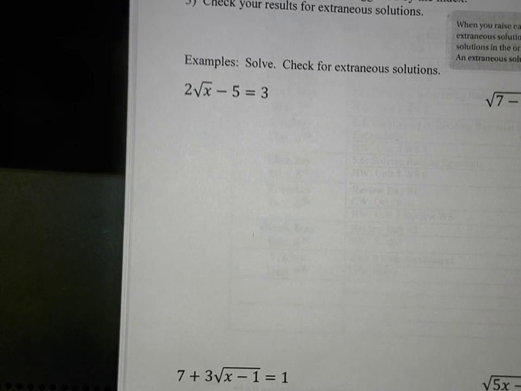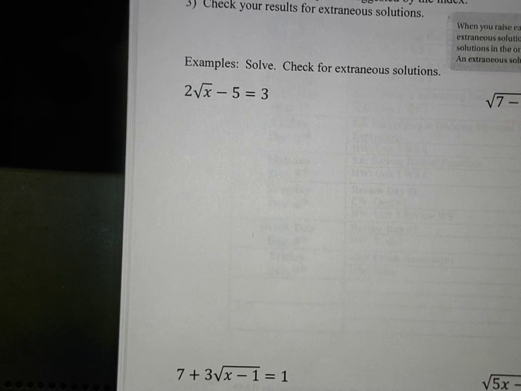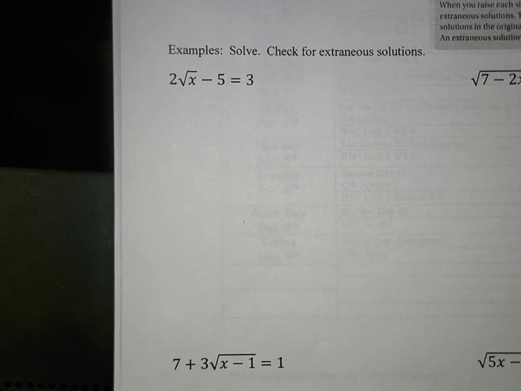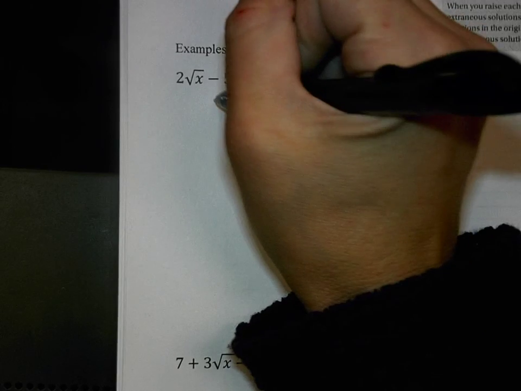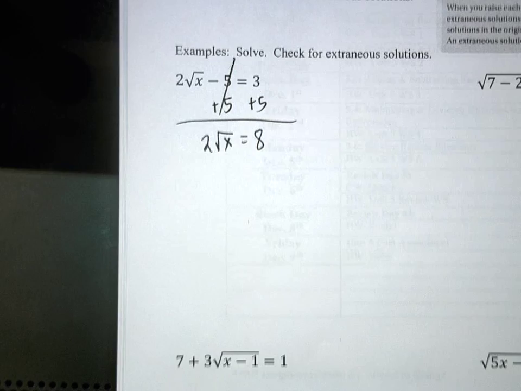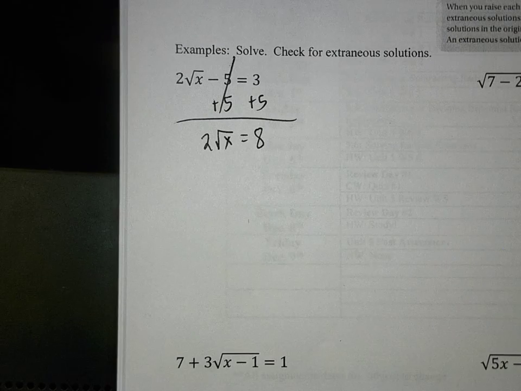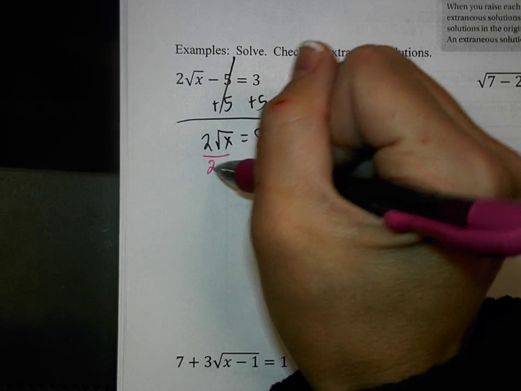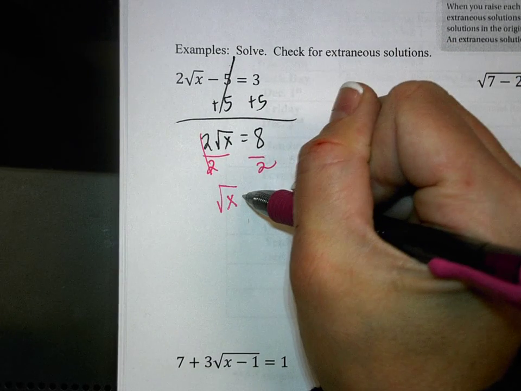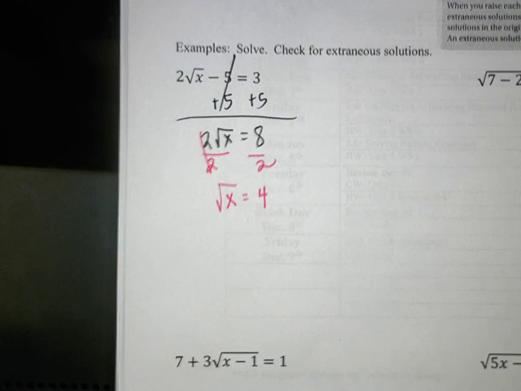Okay? So, first example, we want to get the root by itself. What would I do first for this problem? Very good. Add 5 to both sides. So now I have 2 root x equals 8. Is the root by itself? No. So what would I do next? Perfect. So now I have root x equals 4.